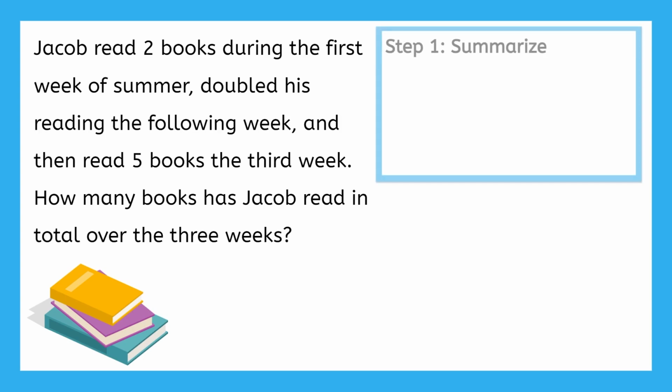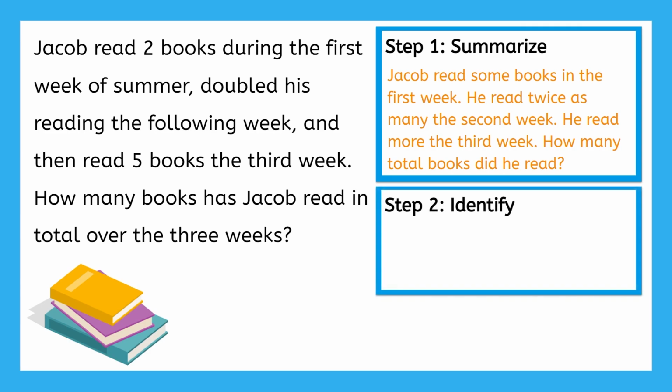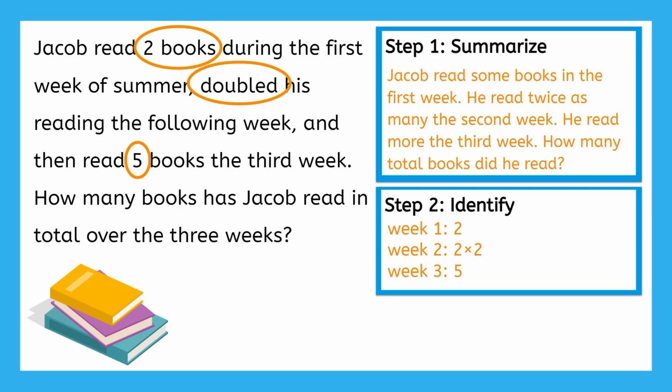Step 1, summarize. Jacob read some books in the first week. He read twice as many books the second week, and he read even more the third week. How many total books did he read? Step 2, identify. 2 books in the first week, doubled in week 2, 5 in week 3. We want to know how many books he read in total.